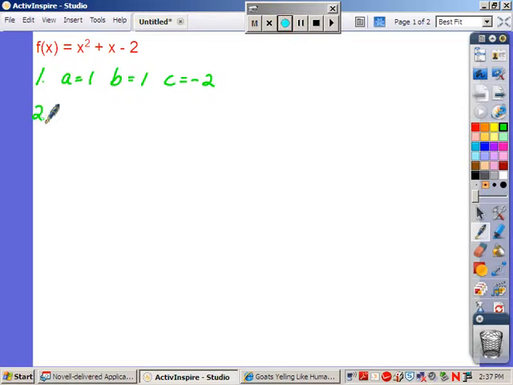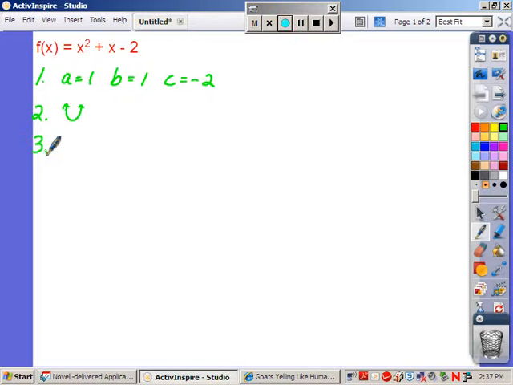Step number 2 is to determine whether the graph opens upward or downward. In this case, it's going to open upward because A is positive. If A were negative, it would open downward. So this one is positive, our graph will open upward, like that.